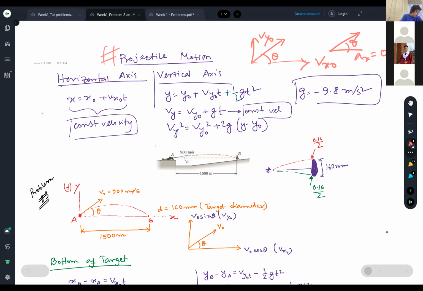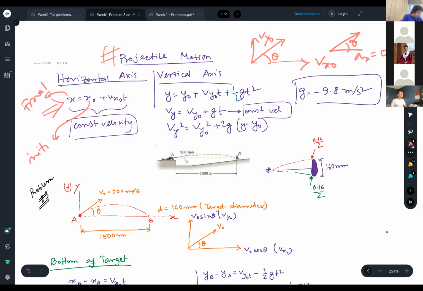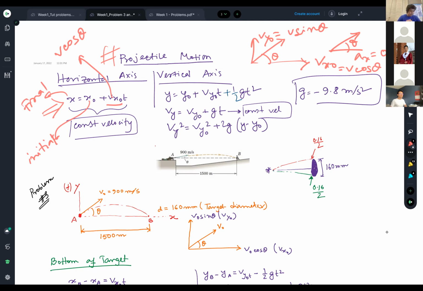So you can write the equation as x = x0 + v_x0 t, where x is the final position and x0 is the initial position, right? v_x0 is the component of the velocity in the x direction. Usually it is the cos theta component, v cos theta. So v_x0 is actually v cos theta, and v_y0 is usually v sin theta, right? And you know whatever time it is.